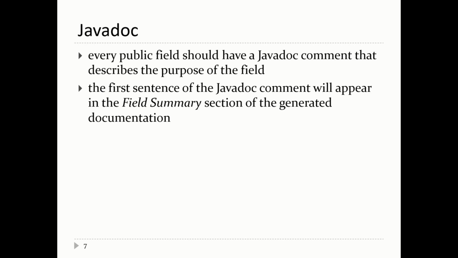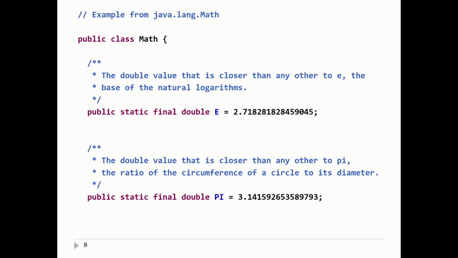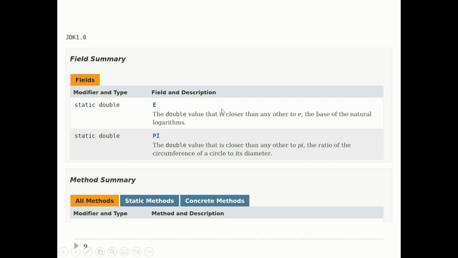If you have a public field, then you should document that field. Describe the purpose of the field using a Javadoc comment. The Math class has two public fields, e and pi, representing Euler's number and the mathematical value of pi. You can see that they have a little comment that explains exactly what these are. If you run the Javadoc tool on this code, it produces something called a field summary, and then it lists the fields that are in the class. There's a static double field called e, a static double field called pi, and the description goes here.